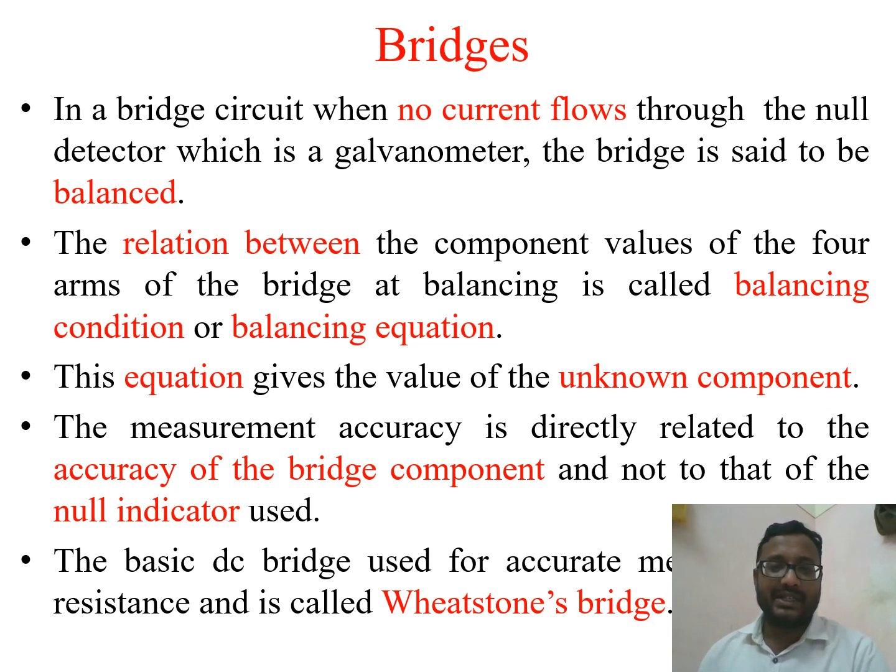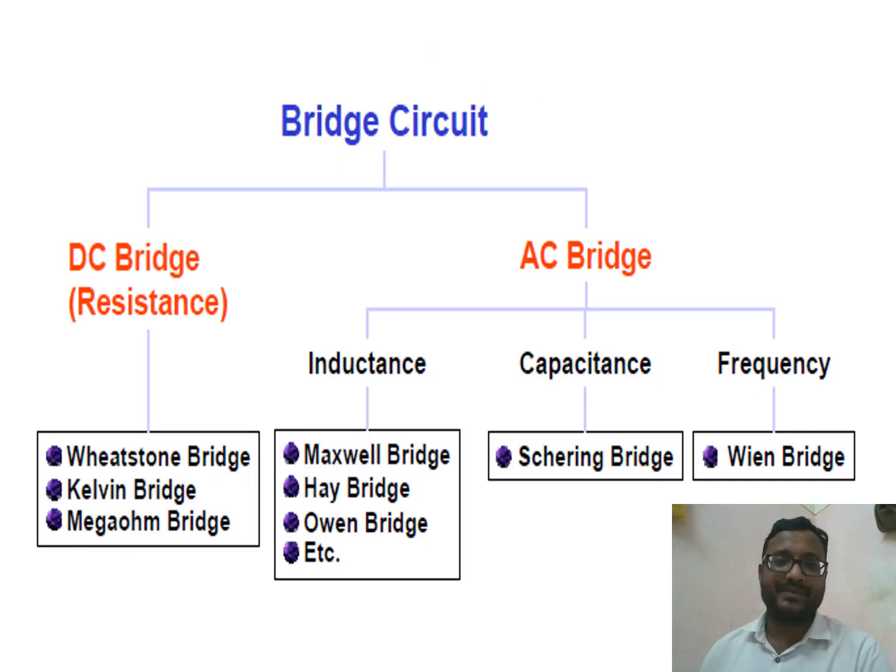The basic DC bridge used for accurate calculation of resistance is the Wheatstone bridge. By using the Wheatstone bridge, we can calculate an accurate resistance value. The bridge circuit is divided into two types, DC bridge and AC bridge. Under DC bridges, the Wheatstone bridge, Kelvin bridge, and mega ohm bridge are used to calculate resistance.